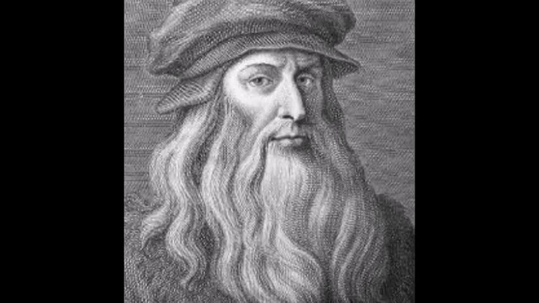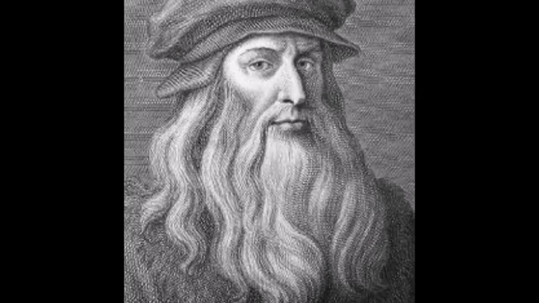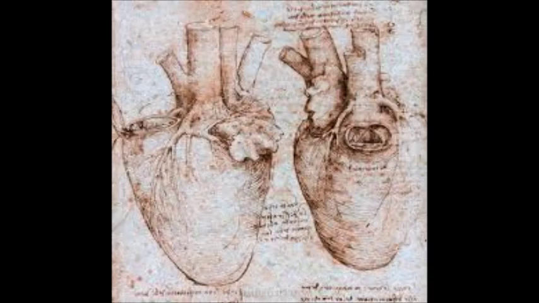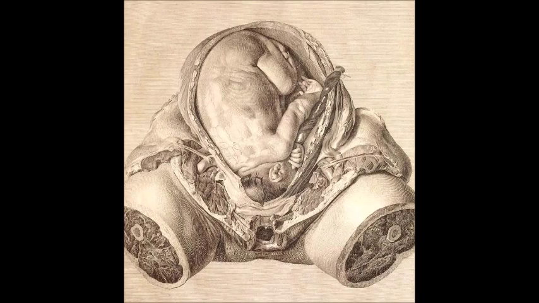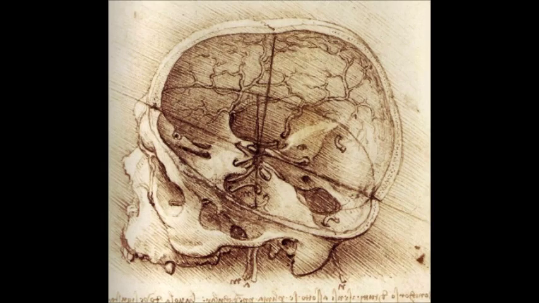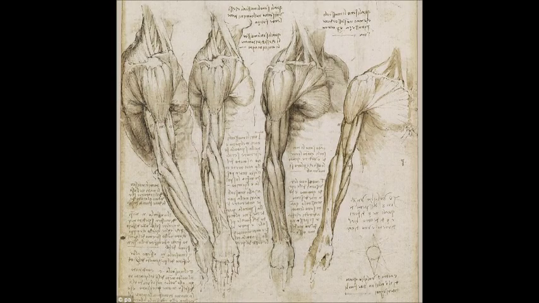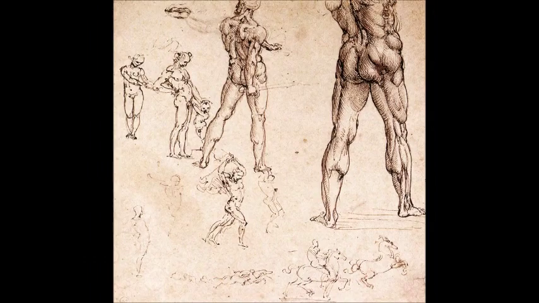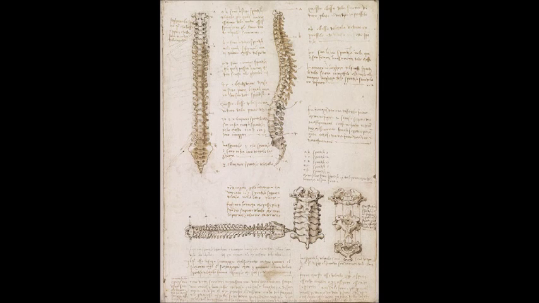He took tedious notes and made drawings of his findings, taking note of everything he came across. He made drawings of the heart, a fetus in the womb, the skull, the muscles in the arms and legs, the rib cage, and the spine.